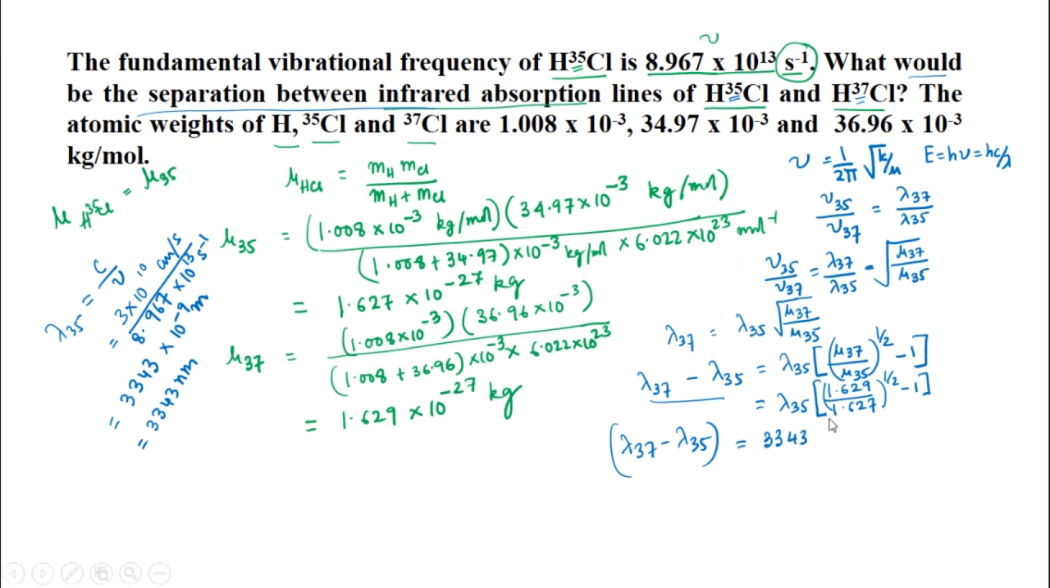So, if you put the value here, lambda 37 minus lambda 35 equals 3343 times 1.629 divided by 1.627 to the power half minus 1. So, if we do this calculation, what we will get is 2.5 nanometer. So, that is the separation between the two lines.